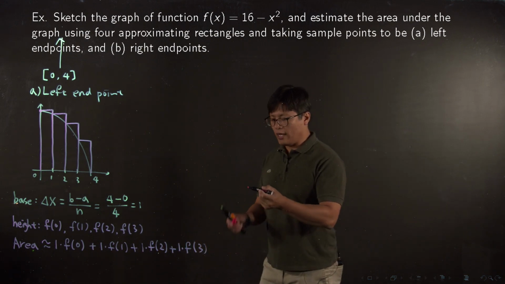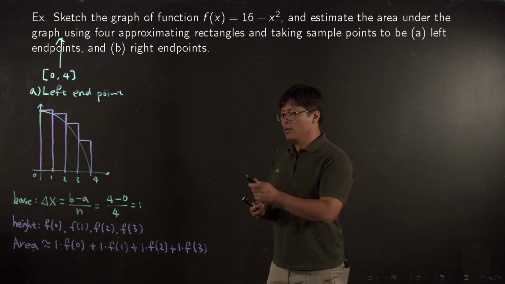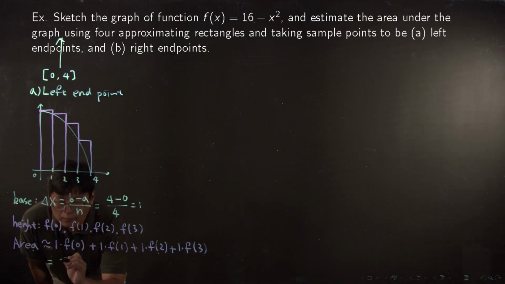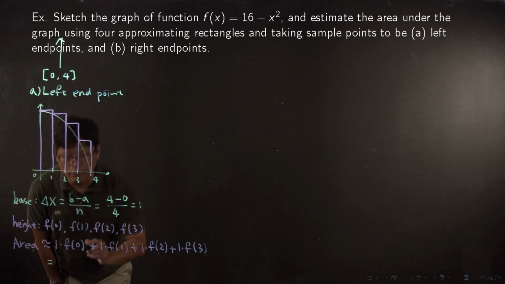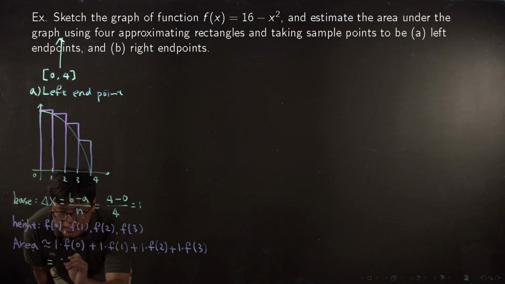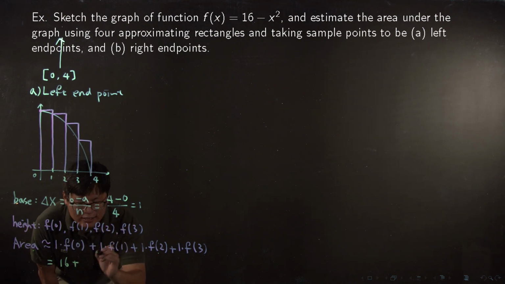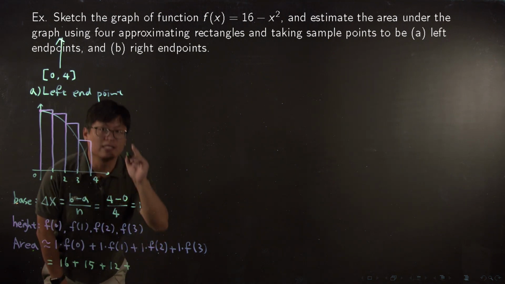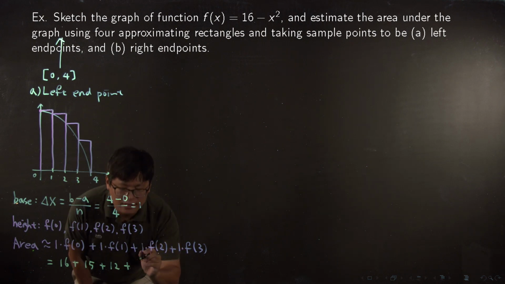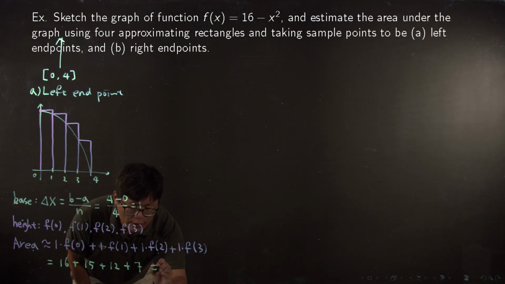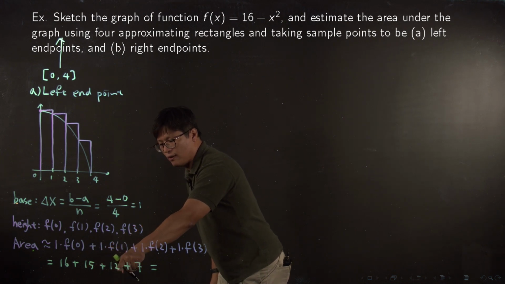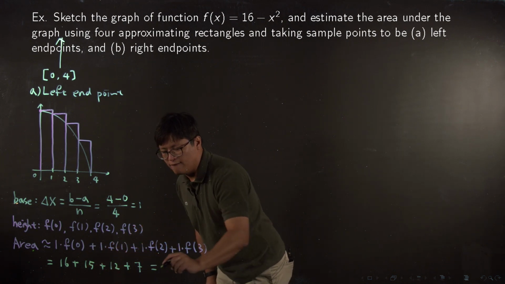So now what you have to do is plug in all the function values, and that's it, okay? So f of 0. My function is 16 minus x squared, right? And 16 minus 0 squared, which is 16. And 16 minus 1, 15. And 16 minus 4, which is 12. And 16 minus 9, which is 7. Okay? So when you add up these, what is it? 31, 43, and 50, right?